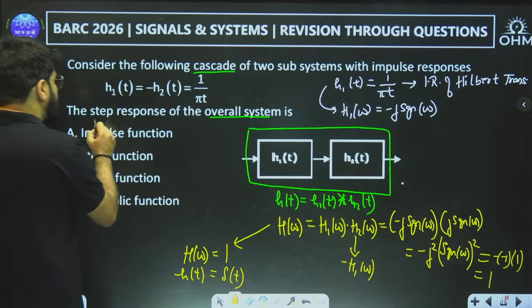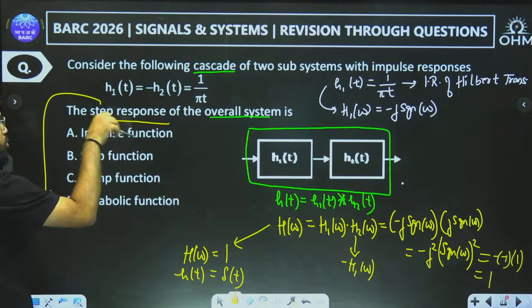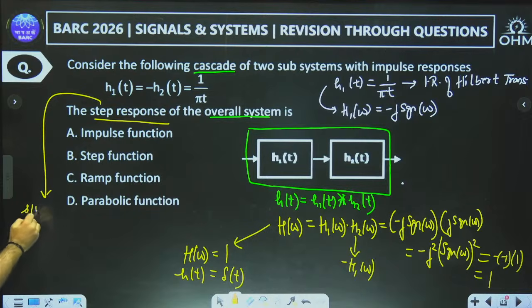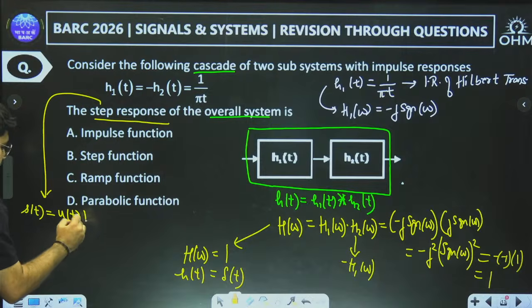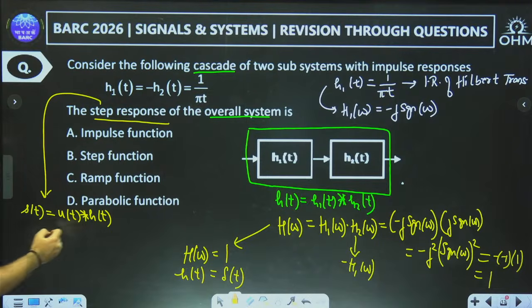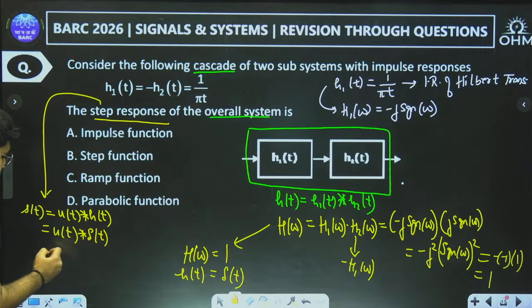Now the overall step response. What is the meaning of step response? It is the output due to unit step input. Step response is given by the output due to unit step input: unit step convolved with the impulse response. This is how we calculate output, right? Input convolution impulse response. But what is u of t convolution h of t? H of t here is delta t actually. U of t convolution delta t is u of t.